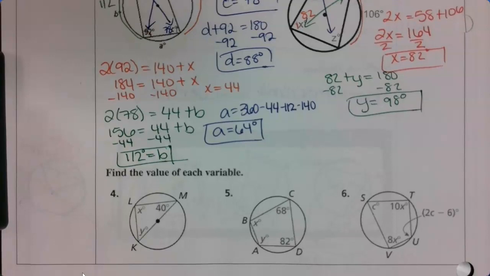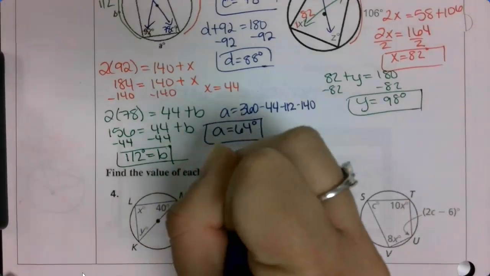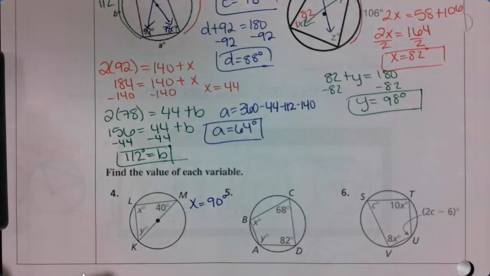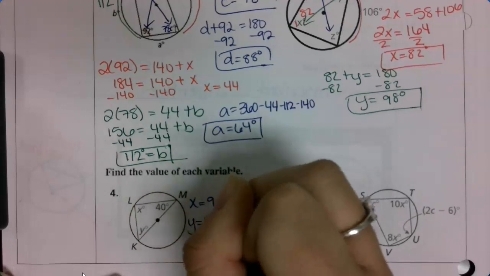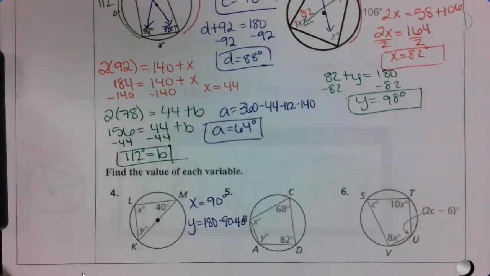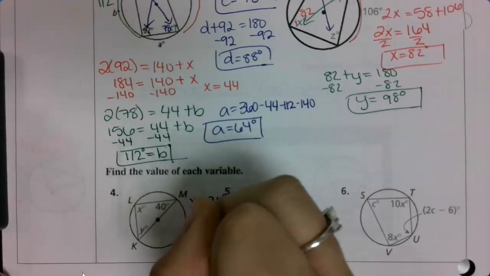On the last three, I'm solving for my variables again. This one is a right triangle because km is a diameter, so that makes x equal 90. And then to solve for y, I just do 180 minus the 90 minus the 40 because it's a triangle, which gives us 50.